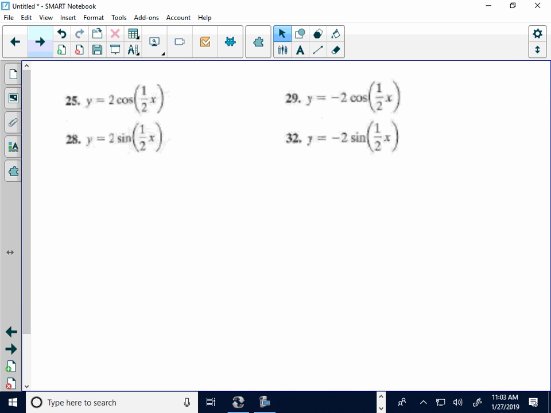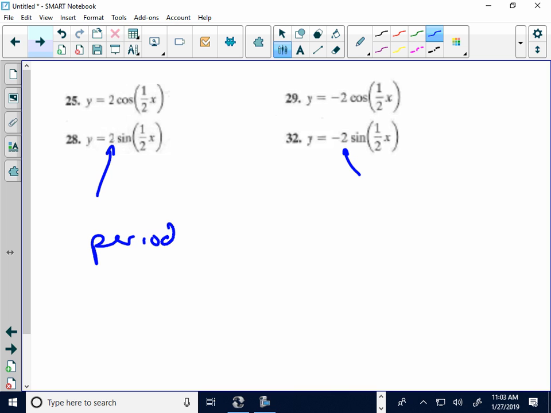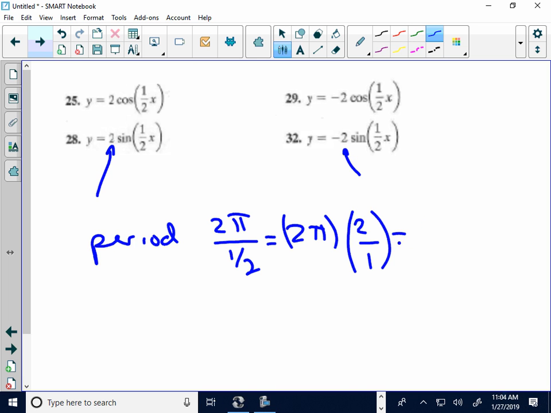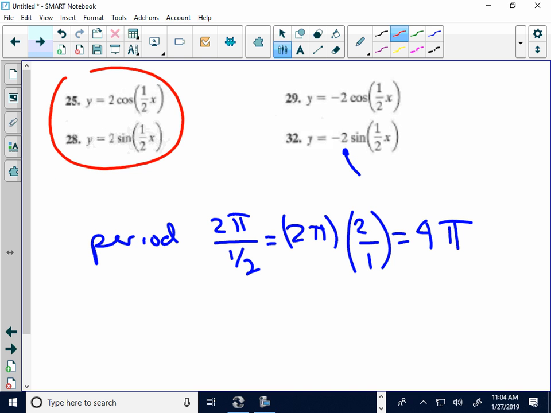I noticed on all of these, the amplitude is 2, right? So we see the 2 again, amplitude 2. But the period now, they all have that multiplier of 1/2. So it's 2 pi divided by 1/2, which is 2 pi times 2 over 1, which is 4 pi. So all of these have a period of 4 pi, amplitude of 2. And you notice that 25 and 28, these are right side up, right? So I'll call these right side up. And these guys over here are all going to be upside down because the coefficient is negative.